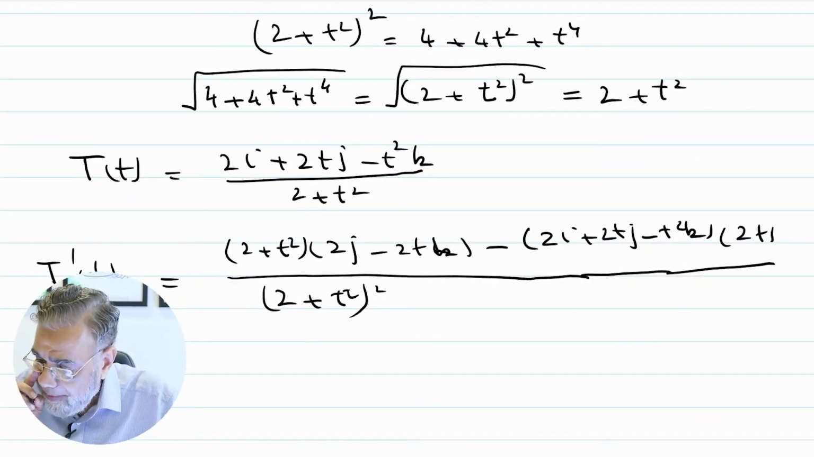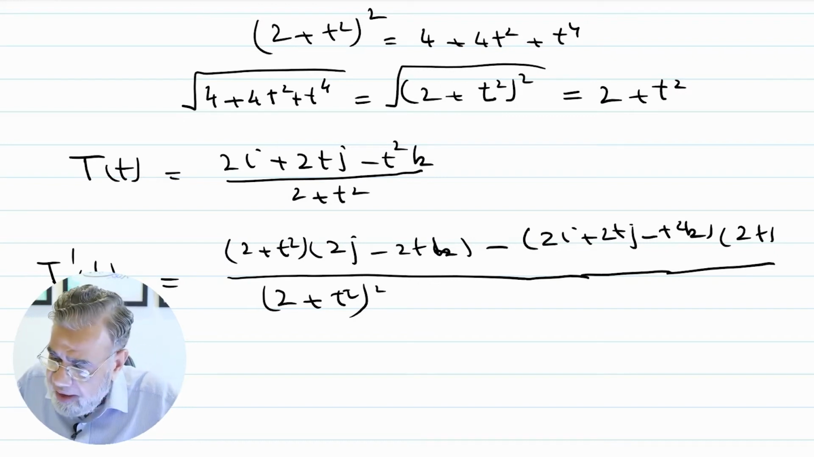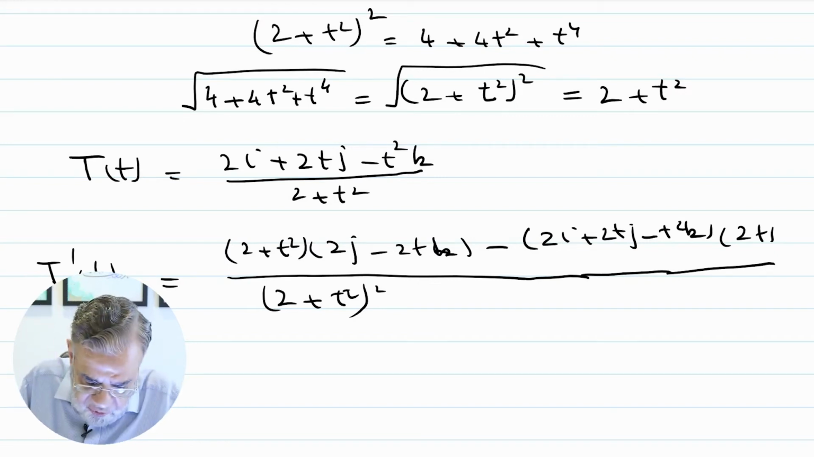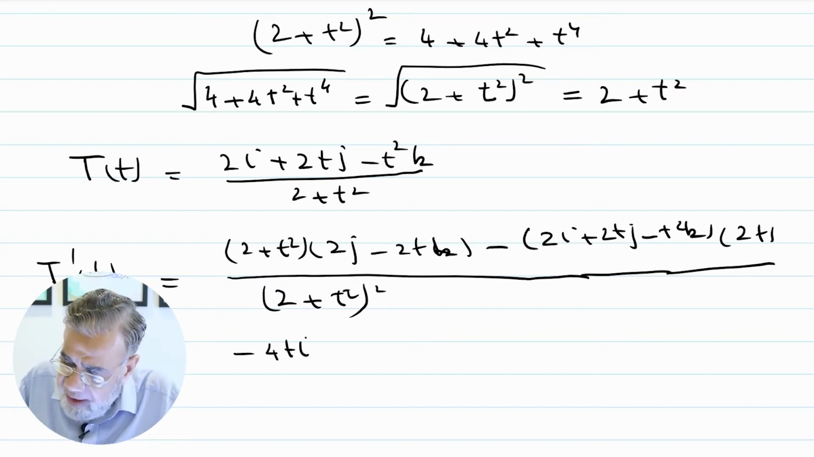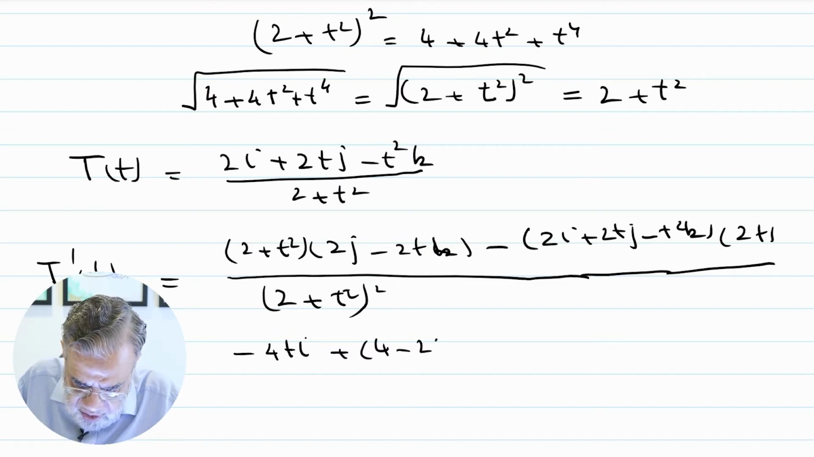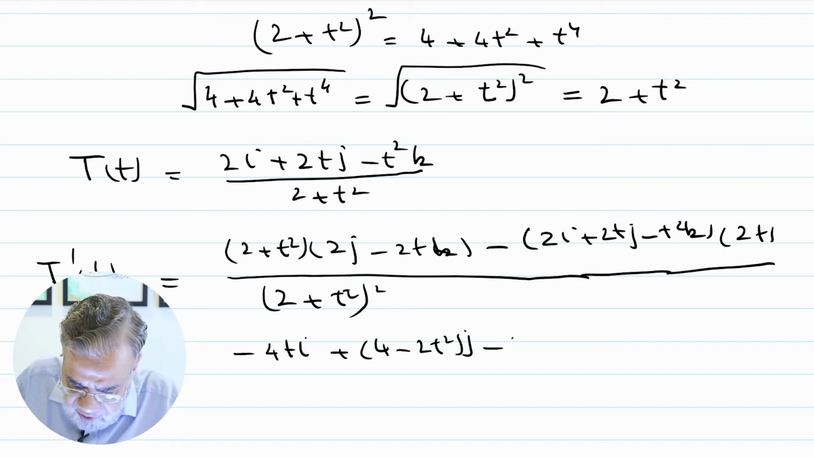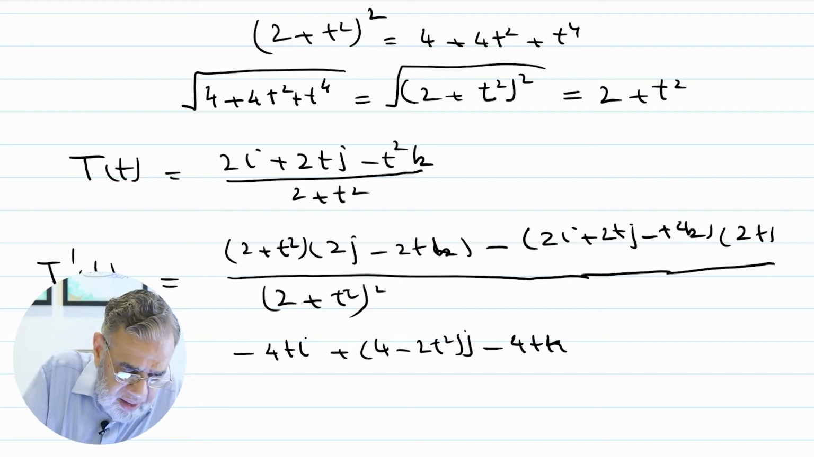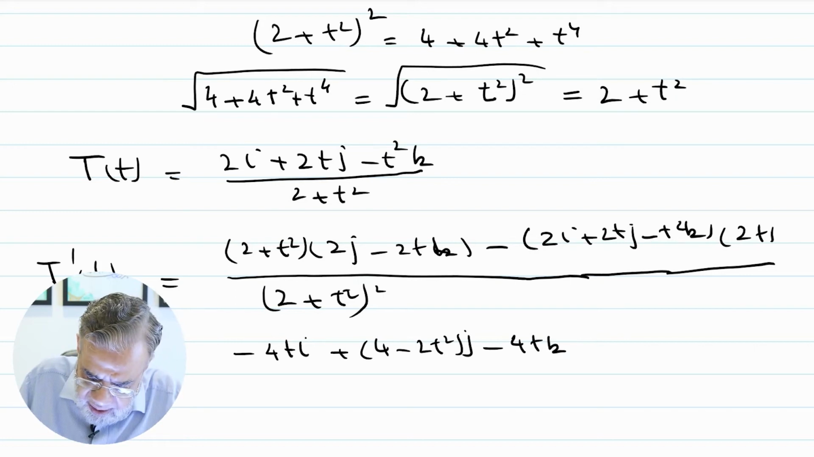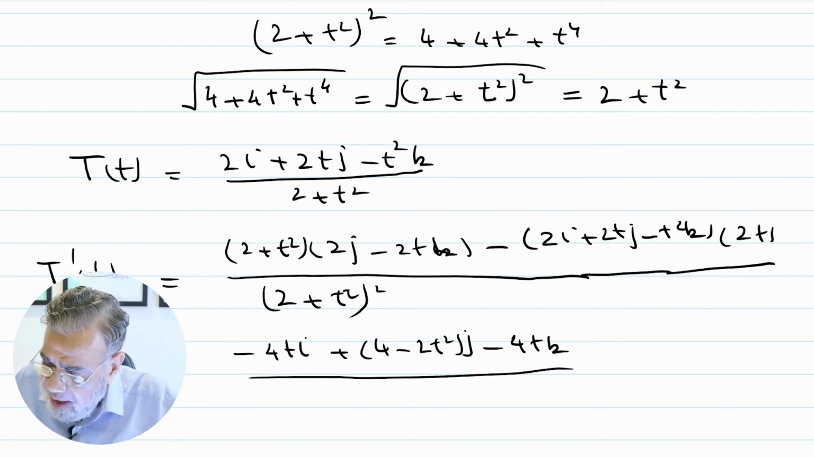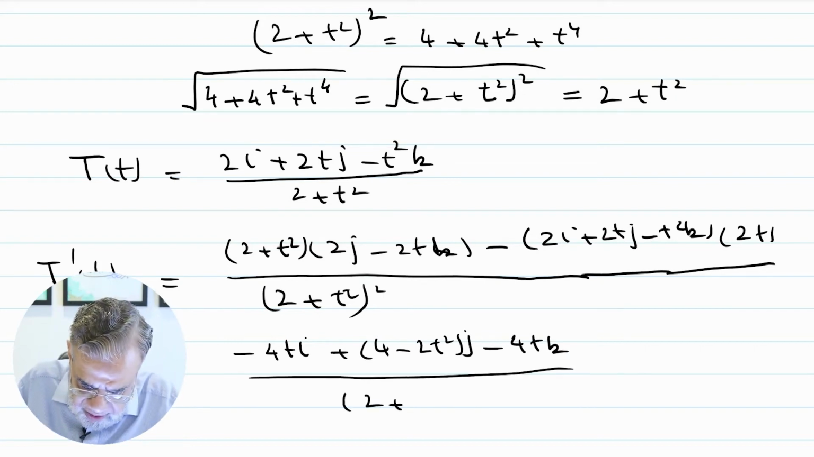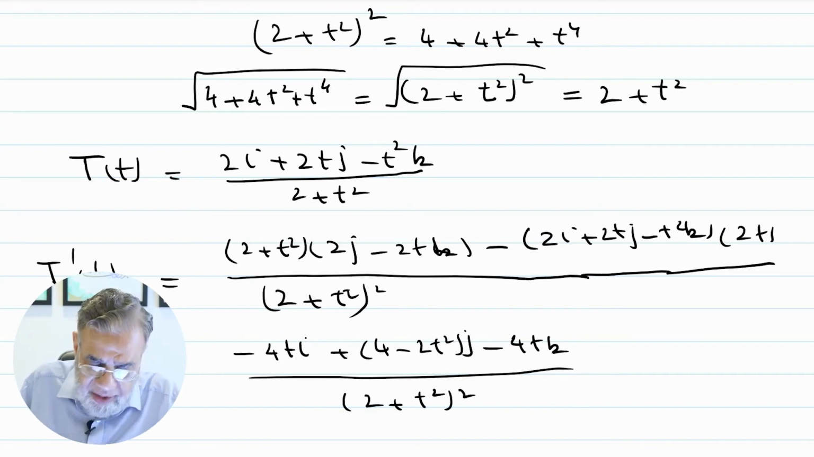I simplify this, and the simplification gives me T'(t) equal to, you can just go ahead and simplify this, 0 − 4ti, plus (4 − 2t²)j, and then minus 4tk, and we divide this by (2 + t²)². So this is my T'(t).